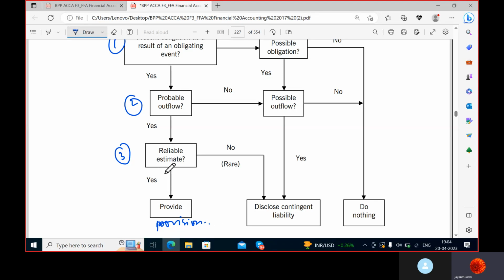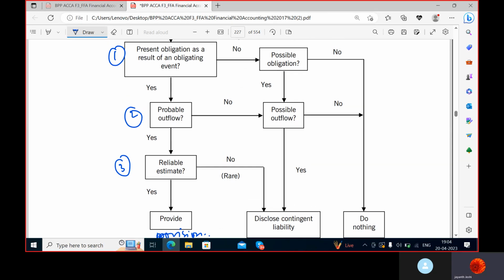Now, what if the first point is no? When present obligation as a result of obligating event is no, we have to check whether it is a possible obligation. If possible obligation is yes and there will be a possible outflow, possible means it may happen, may not happen, uncertain. Whenever something is uncertain, that will be shown as a contingent liability. And if the possible obligation answer is also no, we don't have to show anything in the books of accounts. Do nothing.